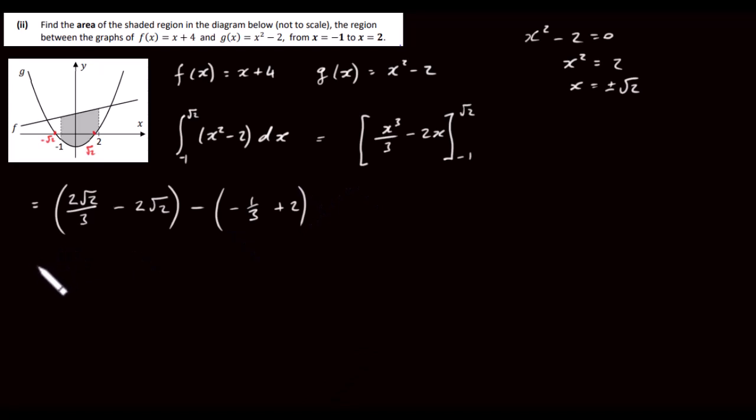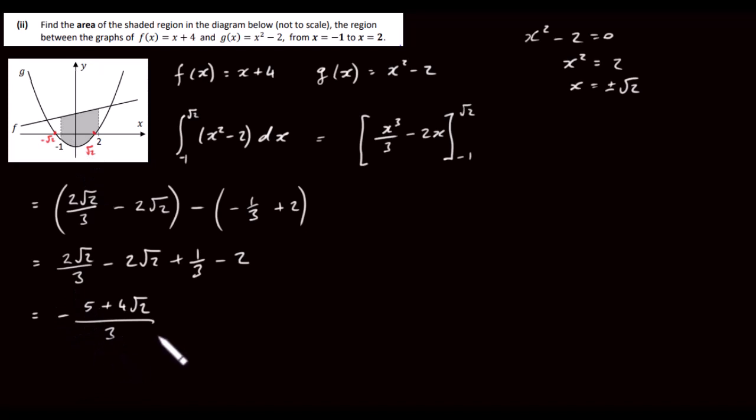So if we keep going, we get 2 root 2 over 3, minus 2 root 2, plus a third, and then minus 2. If we calculate all of this, I'll just stick that all into my calculator. What we get is minus 5 plus 4 root 2 over 3. Now, because we've integrated below the x-axis here, we're going to get a negative value.